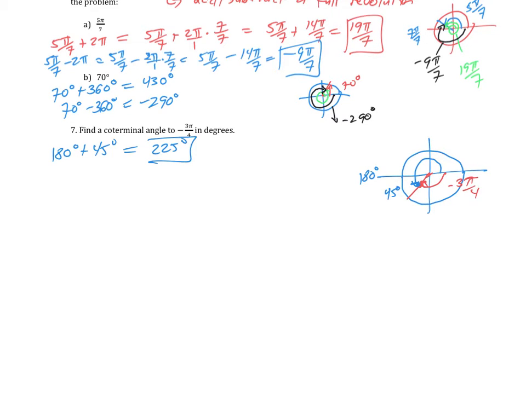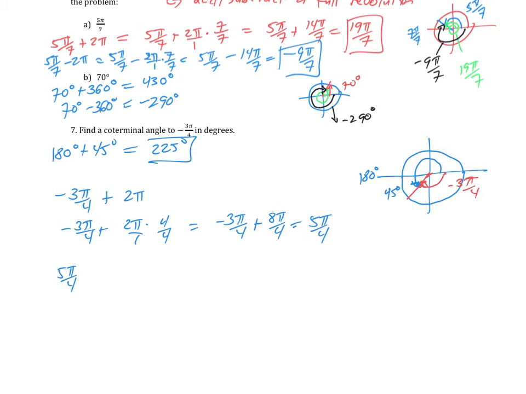Let's just convert this. So if we want to do this like we did problem number 6, I could say negative 3 pi over 4. If I want a coterminal angle, I could add 2 pi, but I need a common denominator. So I'm going to multiply 2 pi over 1 times 4 over 4. So I'm going to have negative 3 pi over 4 plus 8 pi over 4, and that's going to be 5 pi over 4.